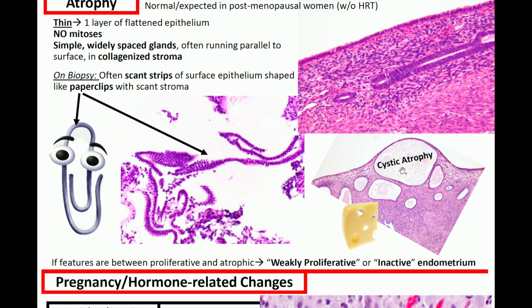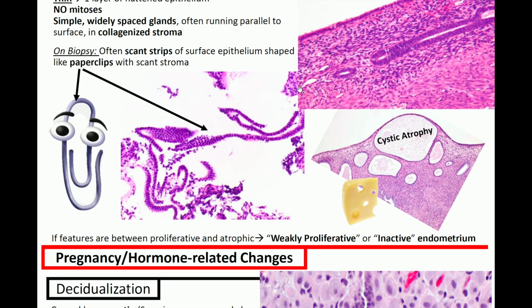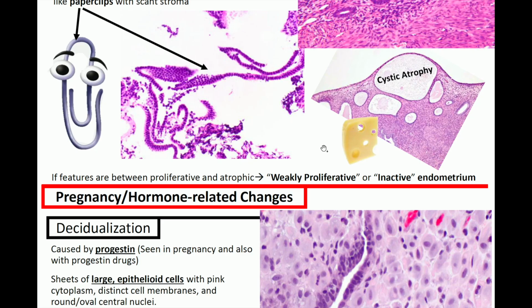So on the right here, we have a picture of cystic atrophy, another form of atrophy with more cystic involvement. And then if features are between proliferative and atrophic, you can call it weakly proliferative or inactive endometrium.